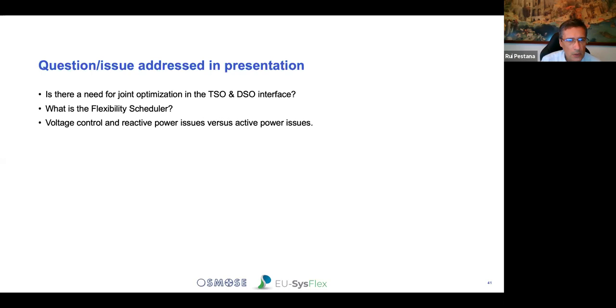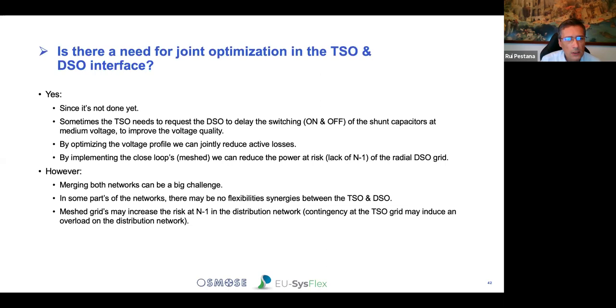Regarding the need for the joint optimization, of course the answer is yes. Basically, I could say, since it's not done yet, this is a little bit provocative. Of course, we optimize at the planning level with the assets of transmission and distribution. But this answer is related to the operational point of view.